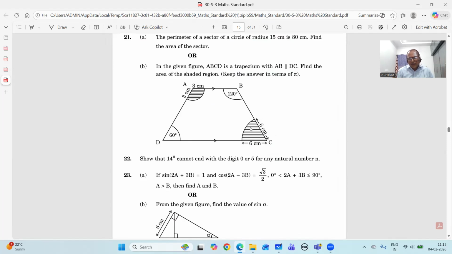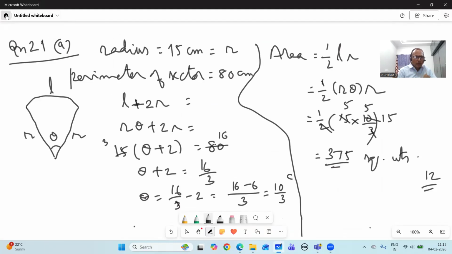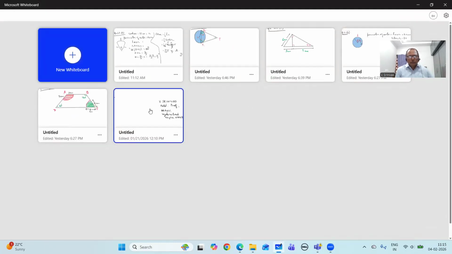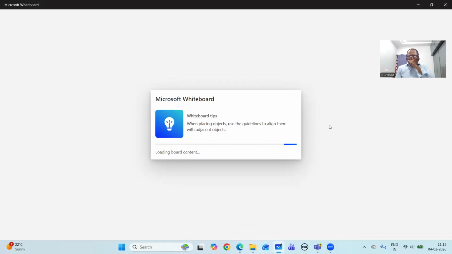Once you get the areas of these two sectors, we will add them. That gives us the area required for the shaded region. Okay, so let's go to the board.